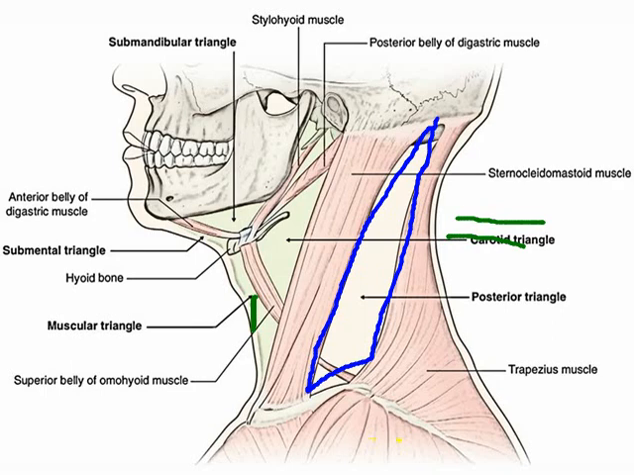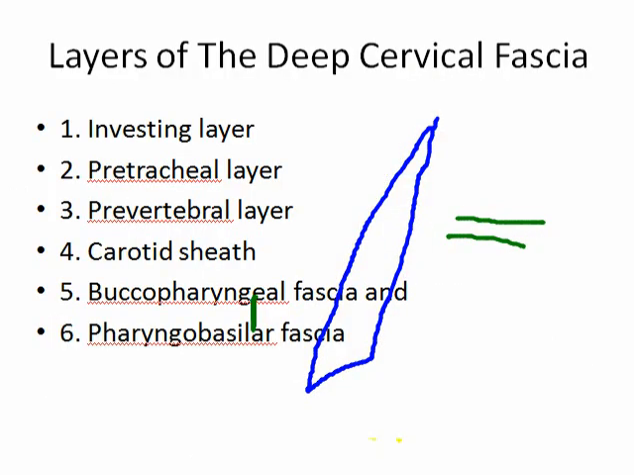So these are a few applied aspects of the deep cervical fascia, and in the examination you may be asked to write a short note on the investing layer of the deep cervical fascia or pretracheal fascia and some applied aspects. So this is all about the deep cervical fascia of the neck.